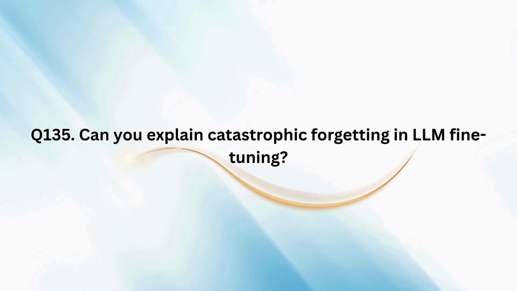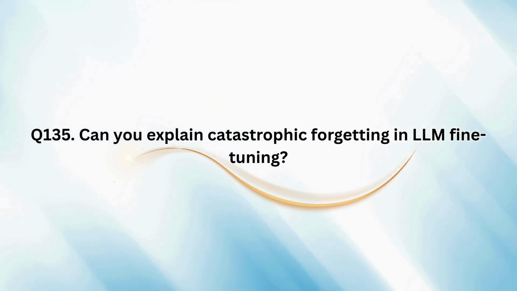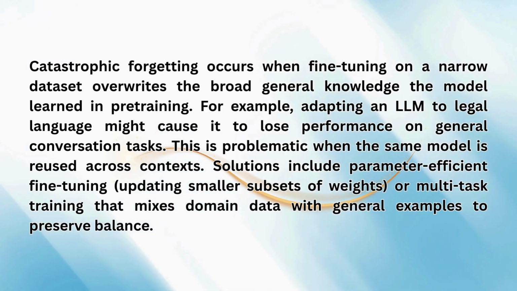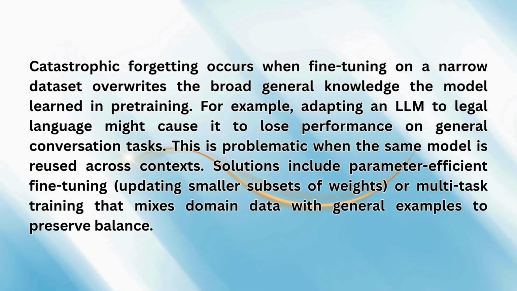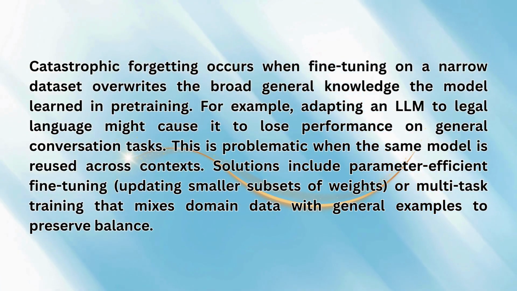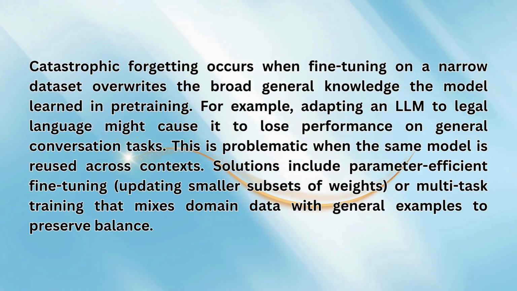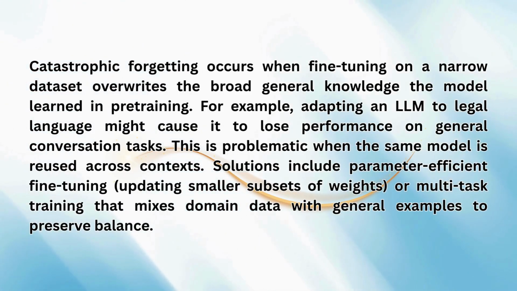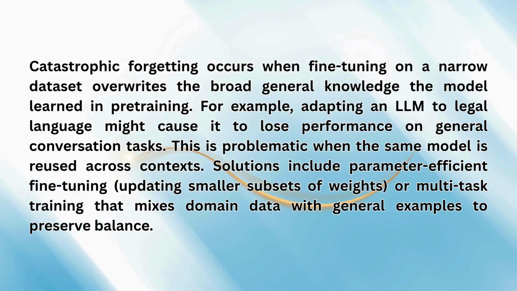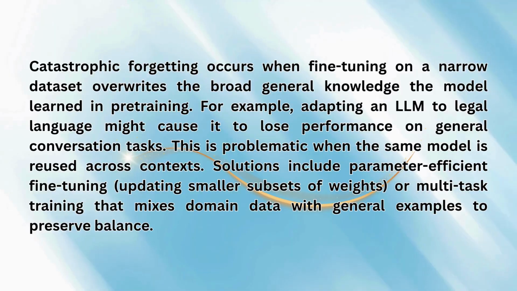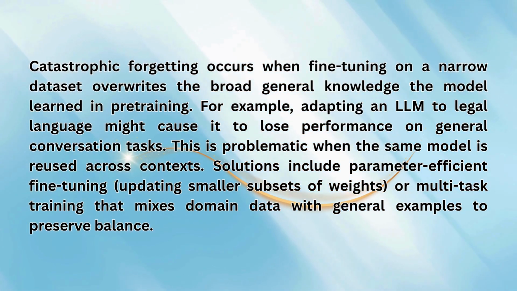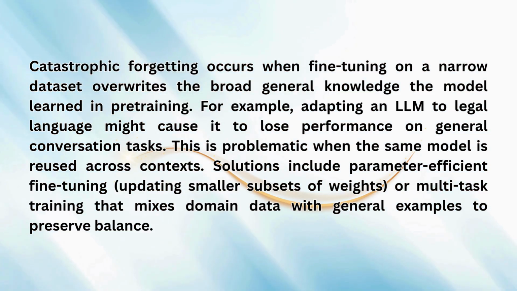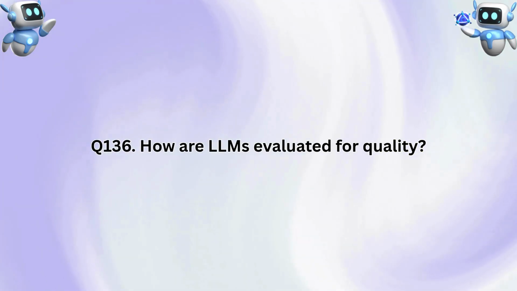Can you explain catastrophic forgetting in LLM fine-tuning? Catastrophic forgetting occurs when fine-tuning on a narrow dataset overwrites the broad general knowledge the model learned in pre-training. For example, adapting an LLM to legal language might cause it to lose performance on general conversation tasks. This is problematic when the same model is reused across contexts. Solutions include parameter-efficient fine-tuning, updating smaller subsets of weights, or multitask training that mixes domain data with general examples to preserve balance.